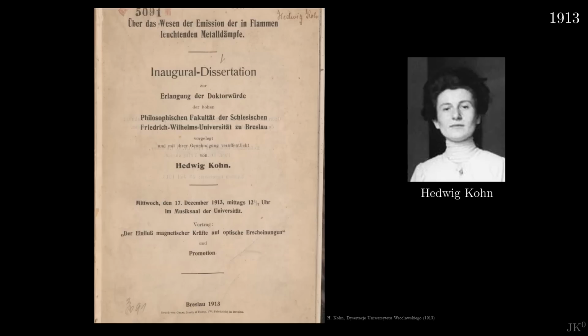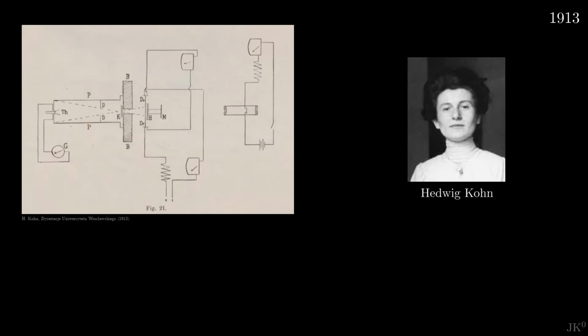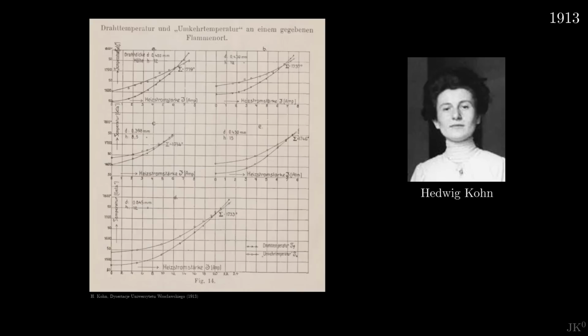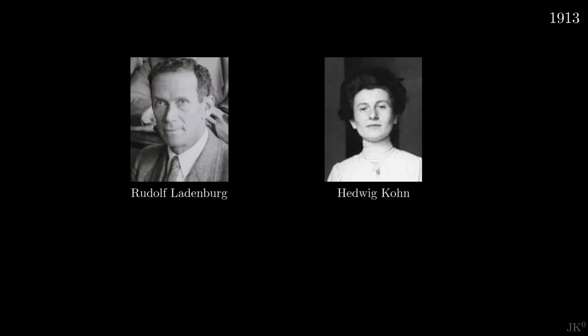In late 1913, Kohn presented her thesis in which she experimentally confirmed that radiation emitted by incandescent bodies, such as metallic vapors, could be treated as thermal radiation. This result was highly influential for Ladenburg and inspired him to attempt using thermodynamics to model his dispersion electrons.